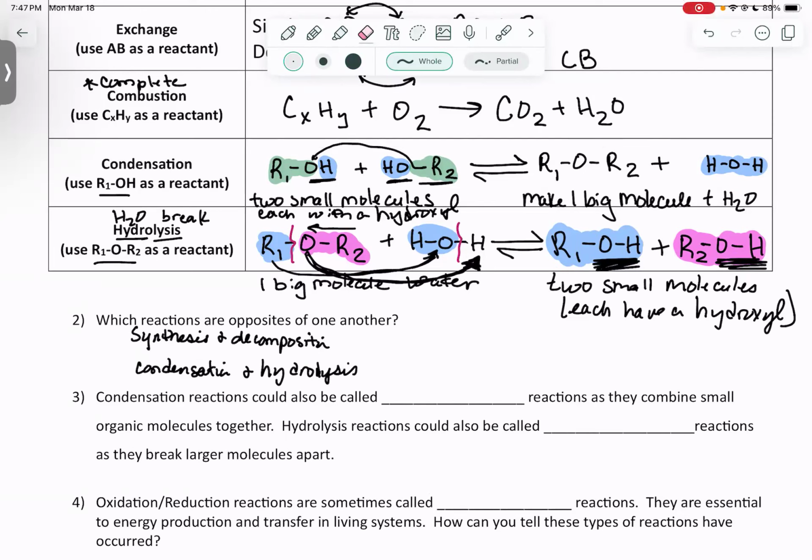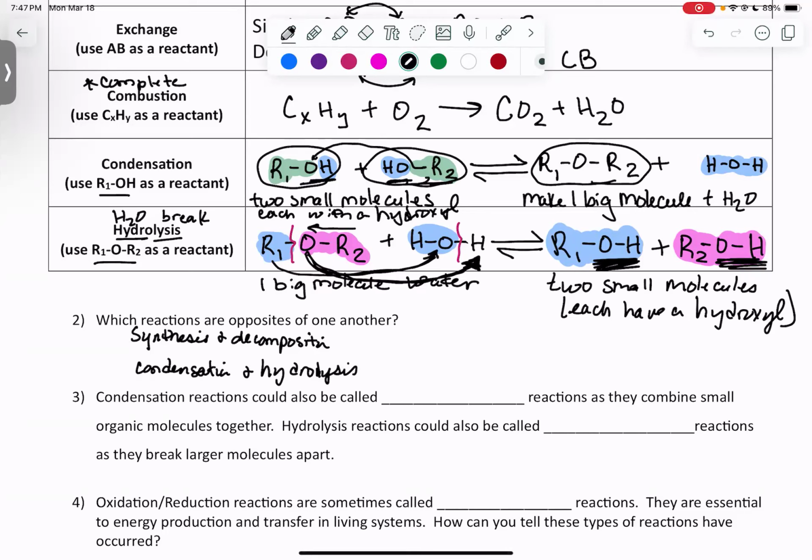So our condensation reactions, could you think of another name? If you look at that condensation reaction, what are we doing? We're taking two things, and I'm making one big molecule. Yes, I also make water. So it's not really just two things going to one thing, but I am taking two smaller molecules and making one big molecule, and my byproduct is water. So a lot of times we can call condensation reactions a type of synthesis reaction.